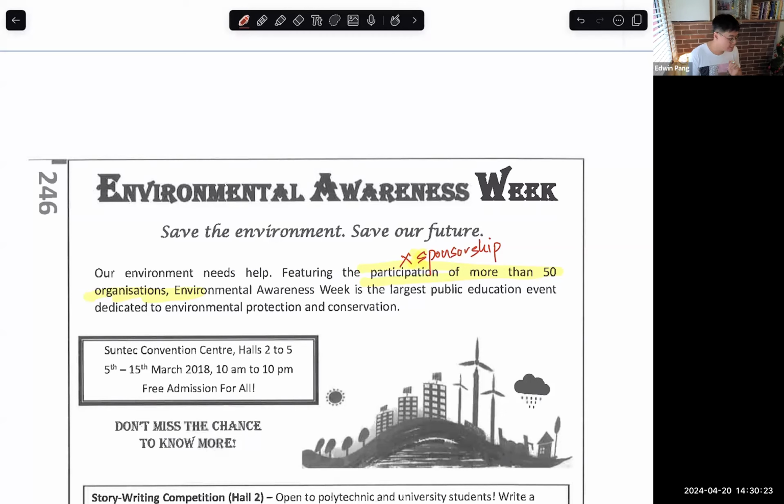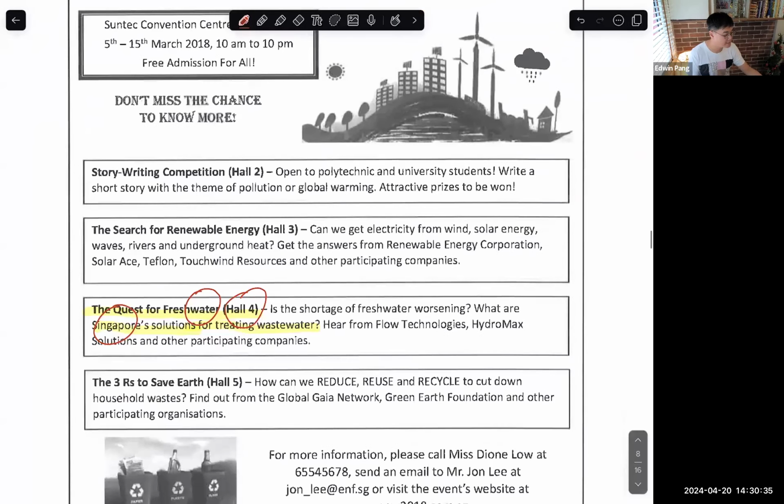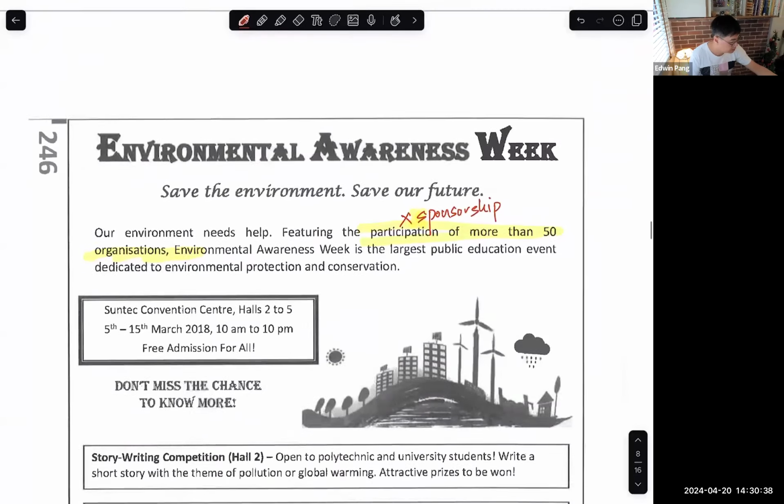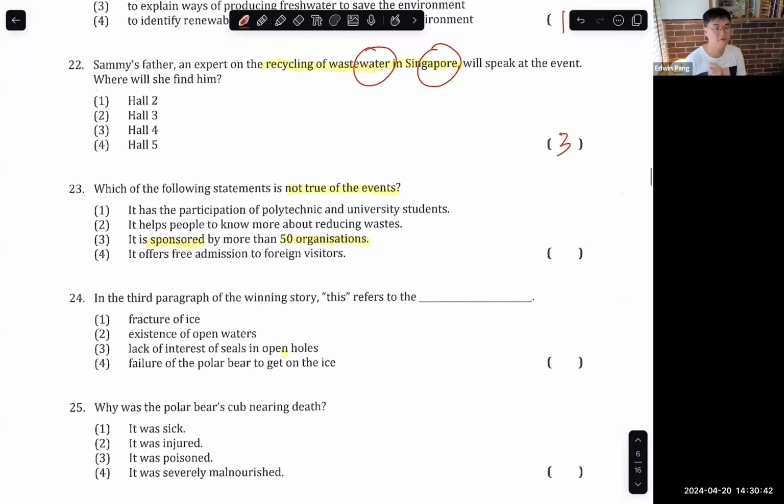Okay, so in that case, right, the sponsorship, right, is supposed to give a positive image to the product that is paying money for it. So this is not sponsorship, it's just participation. So therefore, it's not true. Okay, so the answer is number 3, simply because it is not true of the events. They don't have 50 sponsors, they do have 50 participants. And that's a big difference, okay?